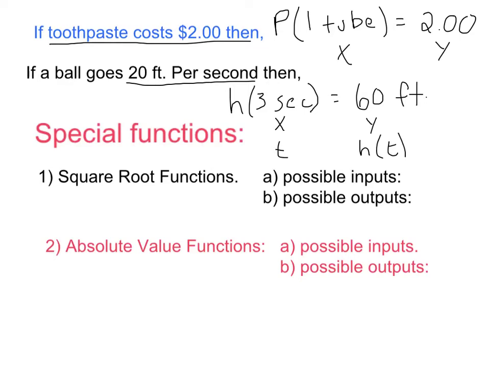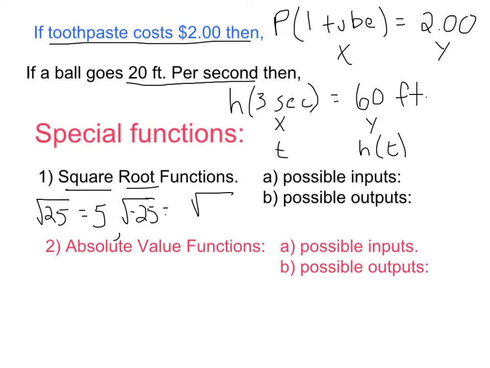Okay, a couple special functions that we're going to talk about here. The first one are square root functions. Here's the square root symbol. You guys have seen that before. Now think about what kind of numbers you can take the square root of. Square root of 25? Well, that's 5. It's pretty easy. But what's the square root of negative 25? Uh-oh. If you try to type that in your calculator, what do you get?